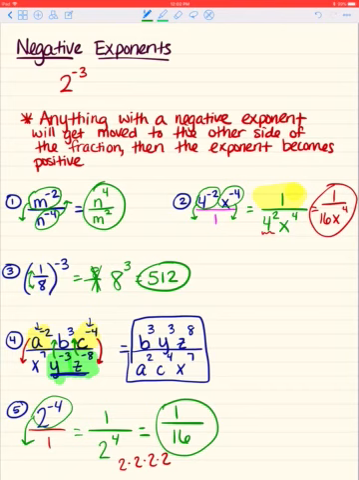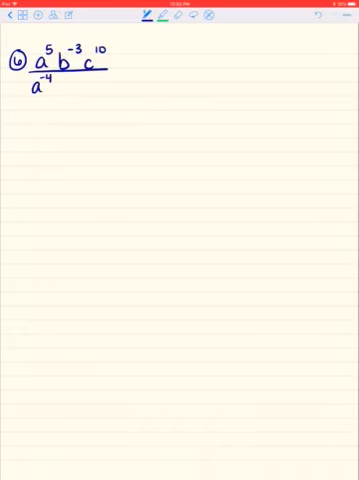All right, and then we're going to look at one more example here. So example number 6. And this one's going to have a couple more steps involved with it. So we have a to the 5th, b to the negative 3rd, c to the 10th, over a to the negative 4th, b to the negative 3rd, c to the 5th, I'm sorry. Now notice we have a's and b's on the top and the bottom. Okay? It's a division problem.